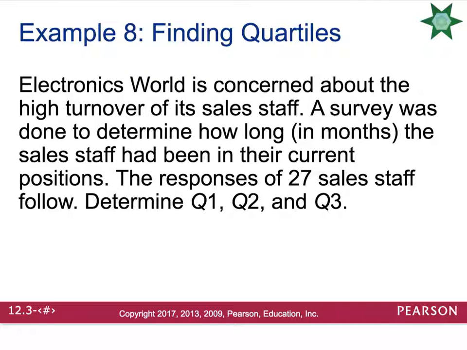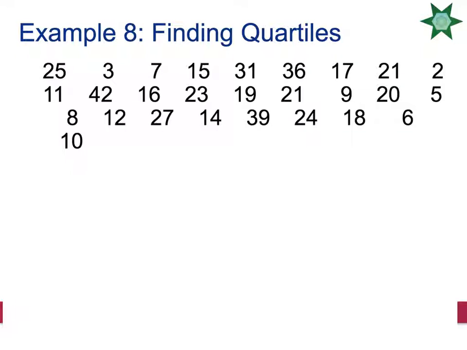Electronics World is concerned about the high turnover of its sales staff. A survey was done to determine how long in months the sales staff had been in their current positions. The responses of 27 sales staff follow. Determine quartiles 1, 2, and 3. So let's look at the data on the next page. Okay, so first thing we need to do in this situation is get our data organized from the smallest to the largest.